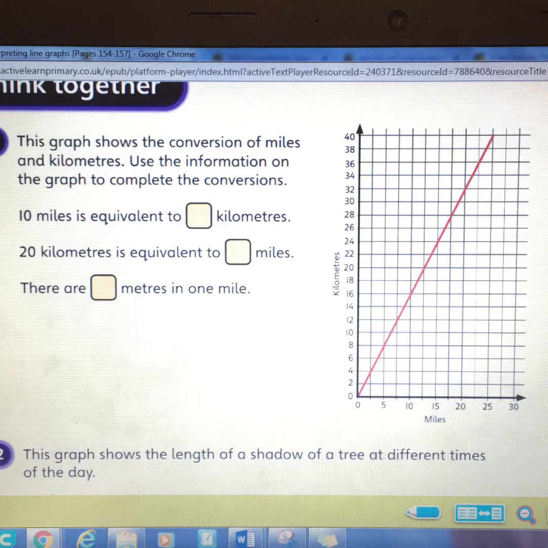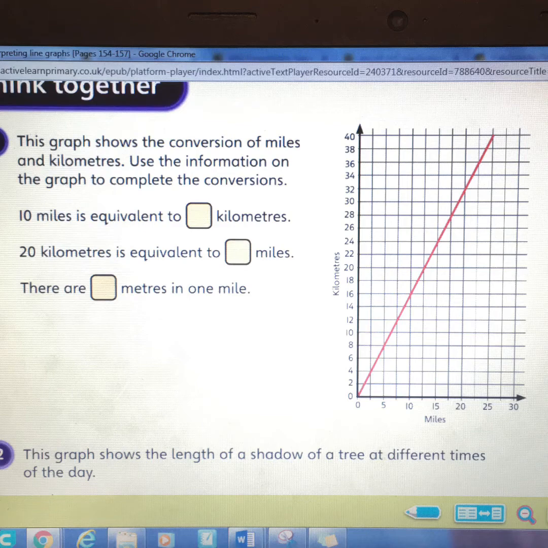Right, answer time then. If you go across to 10 miles and go up, you should see that it's equivalent to 16 kilometres. 20 kilometres then, so you're going up this time, 20 kilometres and going across and then down, is halfway between 10 miles and 15 miles, so it would be 12.5 miles.